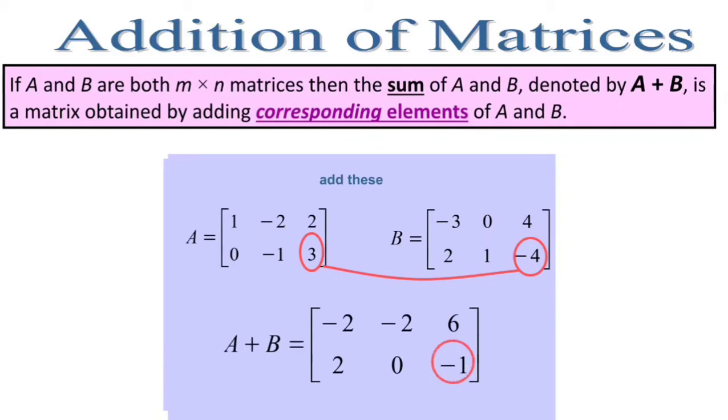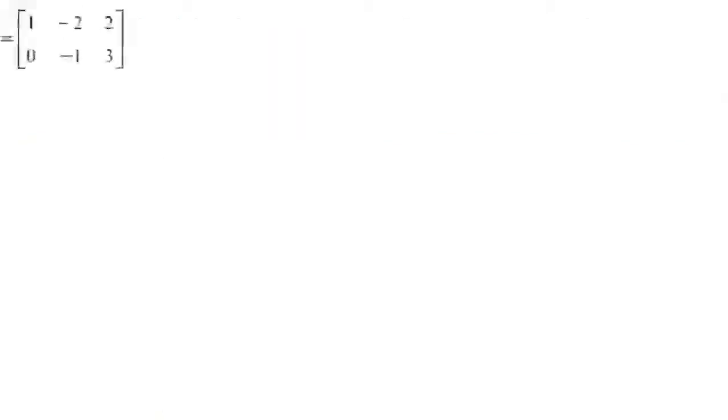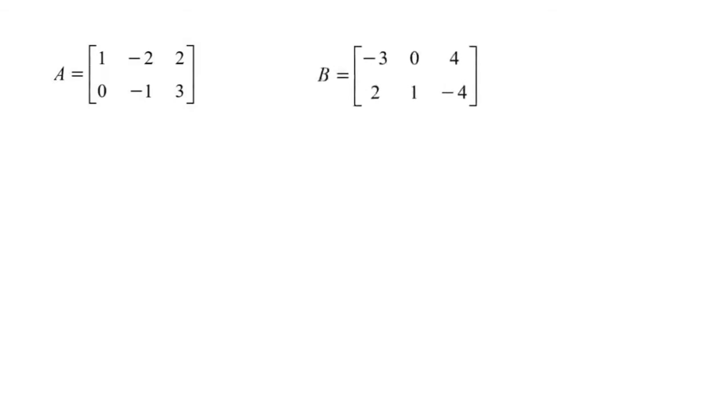So here you must remember the conditions for addition of two matrices. The first condition is that their order should be the same, and the second is the addition of corresponding elements. Now suppose B plus A.